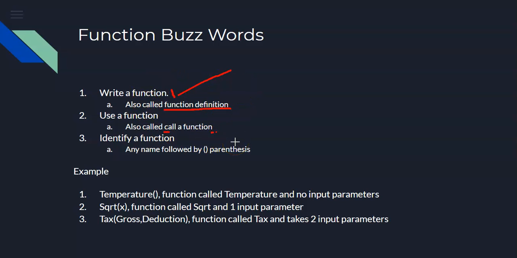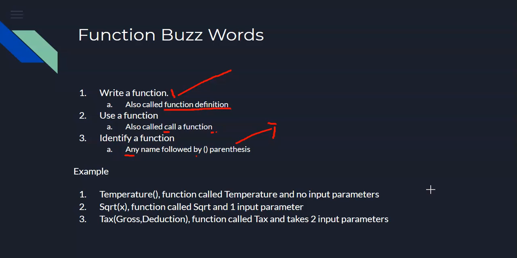How do you identify a function? How do you know whether something is a function or not? The simplest method is, if you come across any name followed by a parenthesis, then you can say it's a function. There's one more name for function which is very common in object-oriented programming. It is called methods. We will start using methods in my future videos when you start doing object-oriented programming in Python.